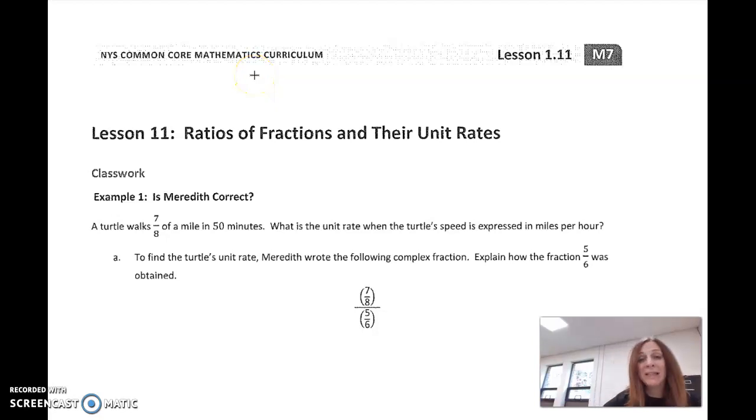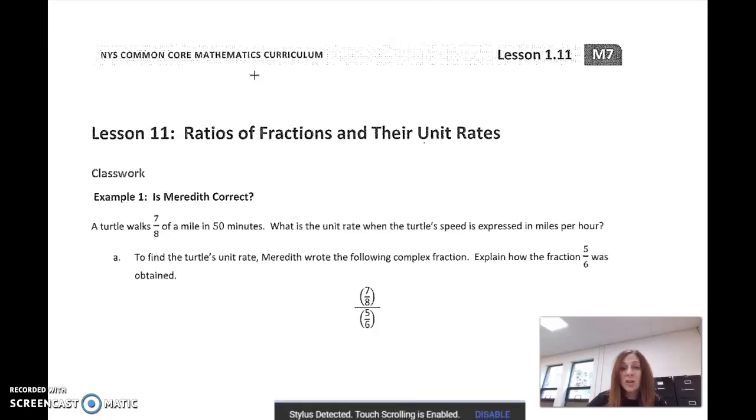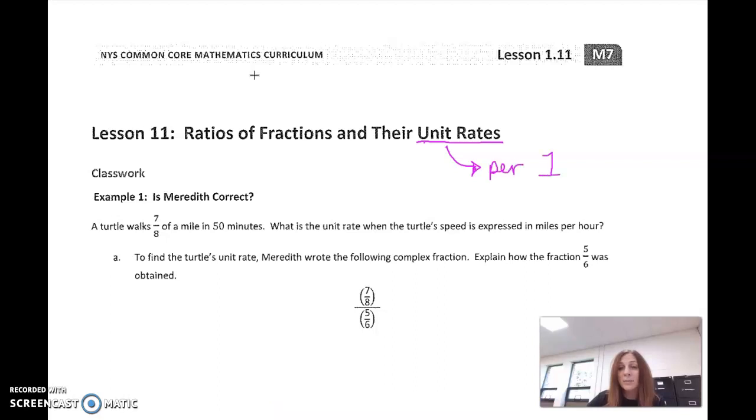Lesson 1.11. So lesson 11 for module 1 here is on ratios of fractions and their unit rates. Remember, unit rate means per 1. So we're going to be dealing with some different rates and different quantities here, and we're going to focus on how much is it per 1 item or 1 mile or whatever it is.